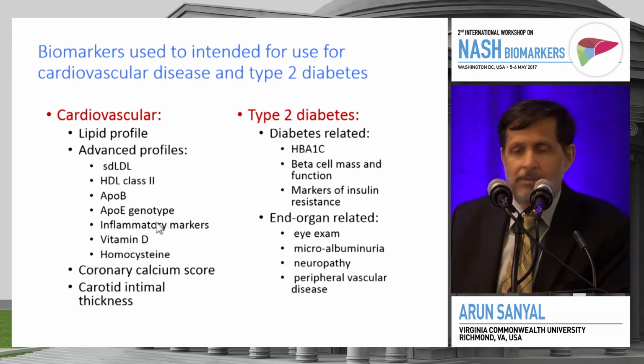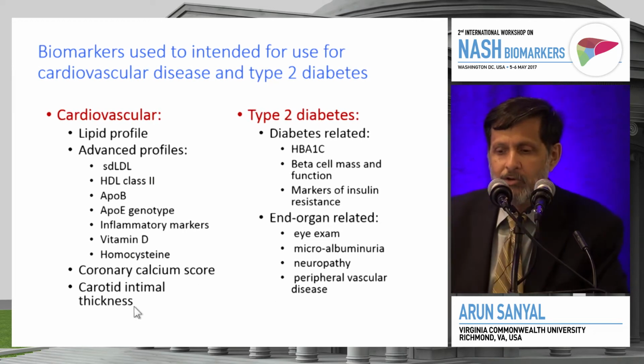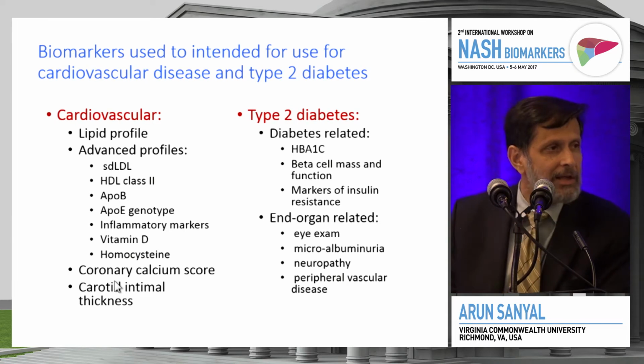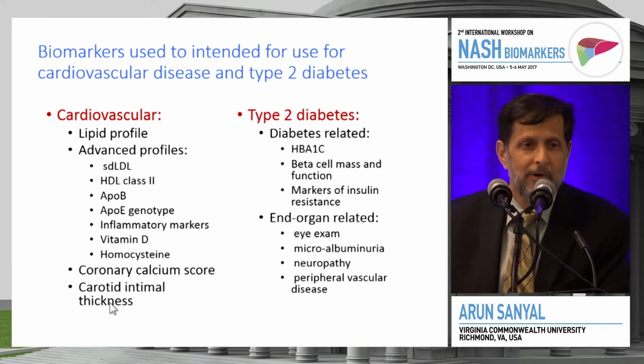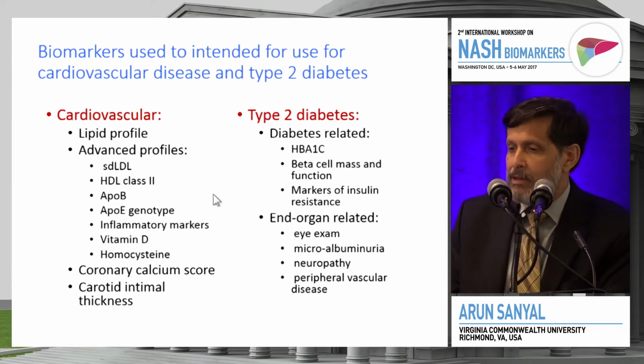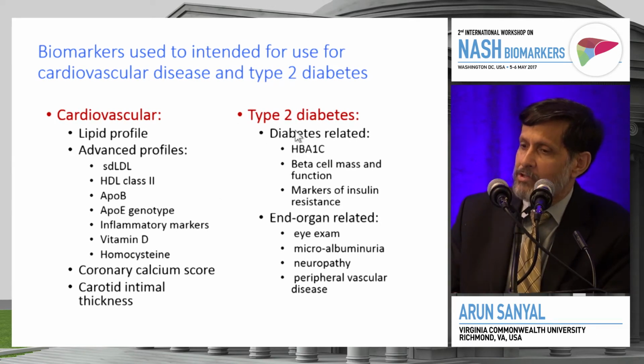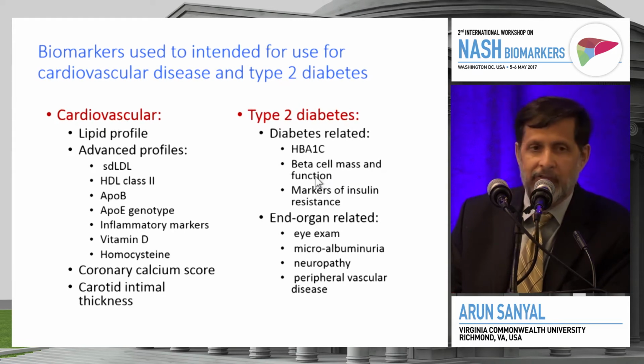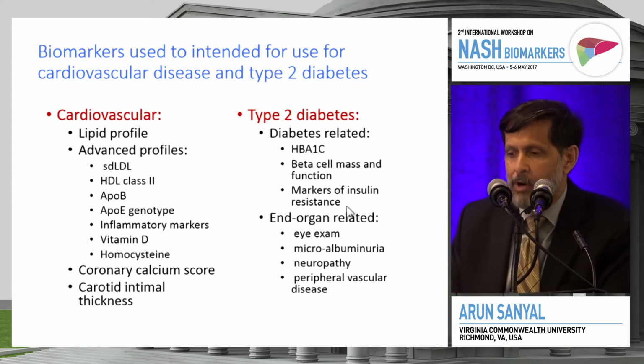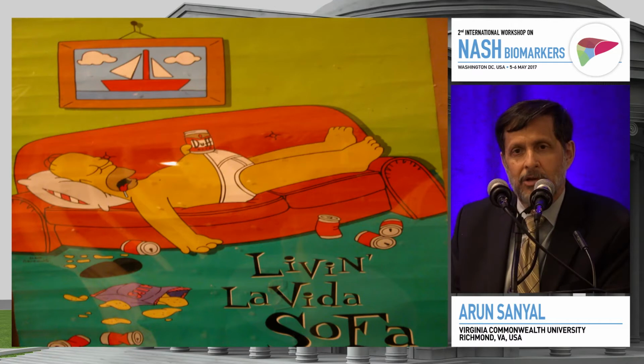And then you talk to the imaging guys, they'll say, well, that's all great, but you really need a coronary calcium score. If you're a CT guy, you want a coronary calcium score. If you're an ultrasound guy, you want to look at carotid intimal thickness. And if you're a primary care physician or someone interested in diabetes, you're going to look at A1C, and there's a lot of interest in beta cell mass and beta cell function. There's a whole FNIH beta cell project going on, markers of insulin resistance, and then, of course, you want to look at all the end organs. So there's lots to do already to tackle these major causes of morbidity in the general population.